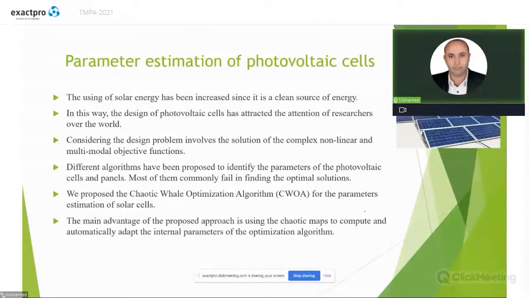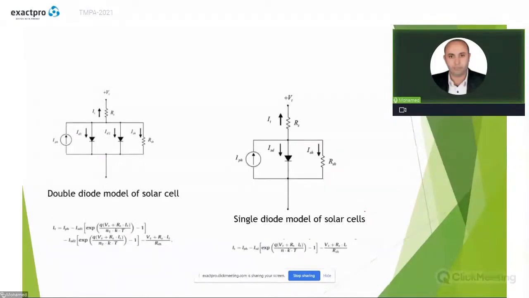So in this one we propose a modified whale algorithm called the chaotic whale optimization algorithm, which depends on using chaotic maps and applying them to find the optimal parameters. Actually, in general, there are two models. The first one is called the single diode model, and the second one is called the double diode model. These are the most popular models in PV. However, there is another one called the triple diode model.